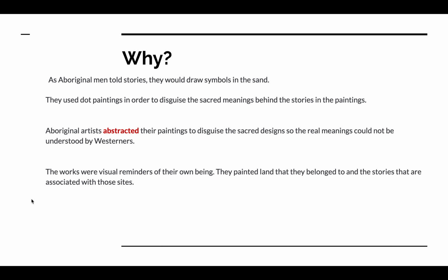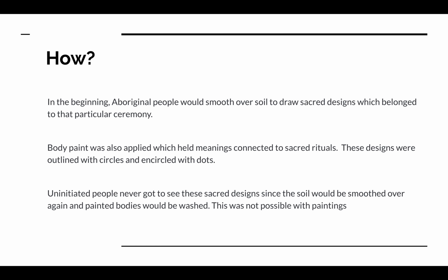The works were visual reminders of their own being. They painted the land that they belonged to and the stories that are associated with those sites. So in the beginning, Aboriginal people would smooth over the soil to draw sacred designs that belonged to that particular ceremony. Body paint was also applied to their people, which held meanings that connected to their sacred rituals.